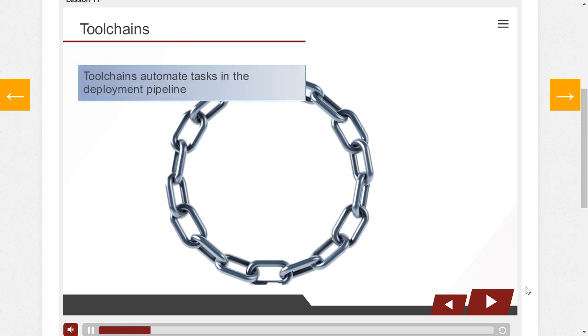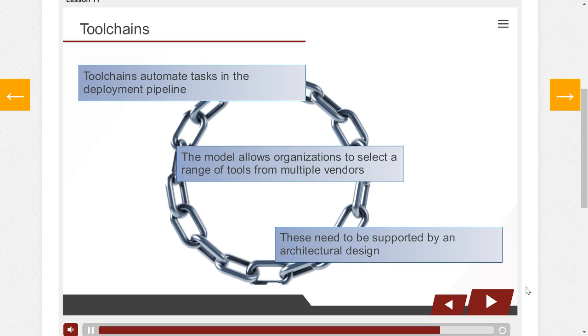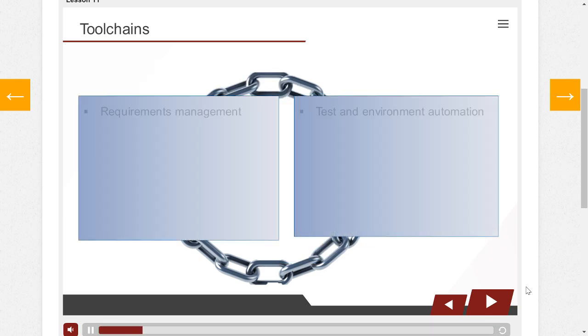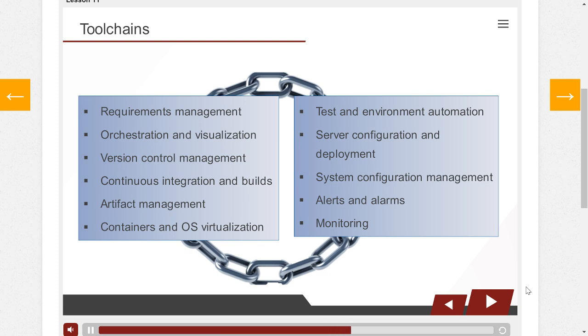Toolchains automate tasks in the deployment pipeline. Each element of the toolchain serves a specific purpose, with applications connected together via APIs. The toolchain model allows organizations to select a range of tools from multiple vendors, but they will need to be supported by an architectural design to enforce interoperability and consistency. You can see some examples of typical toolchain elements here. The deployment pipeline breaks the software delivery lifecycle into logical stages. Each stage allows the team to test the quality of new features, get feedback, and see the flow of changes. Toolchains allow each stage to be automated and expedited.